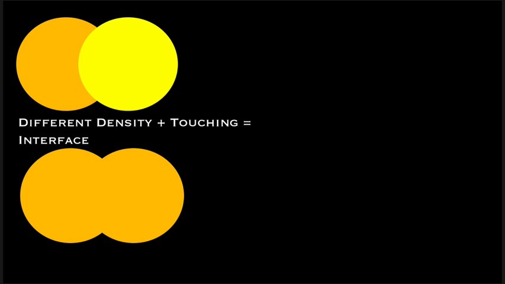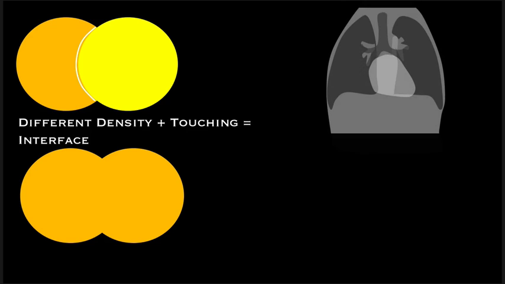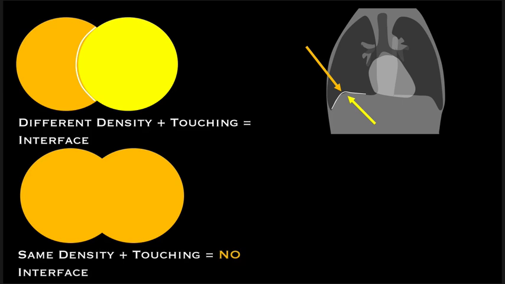So just continuing to drill this point home here, different densities that are touching each other are going to create an interface, and we have them all over the place on a normal radiograph. So let's look at probably the most obvious example right here, where you've got air density next to soft tissue density, and you can clearly see that there's an interface there. Now let's look at this example here, where we've got two things that are the same density and they're touching. That's the scenario where we lose that interface, right? This is our silhouette sign.